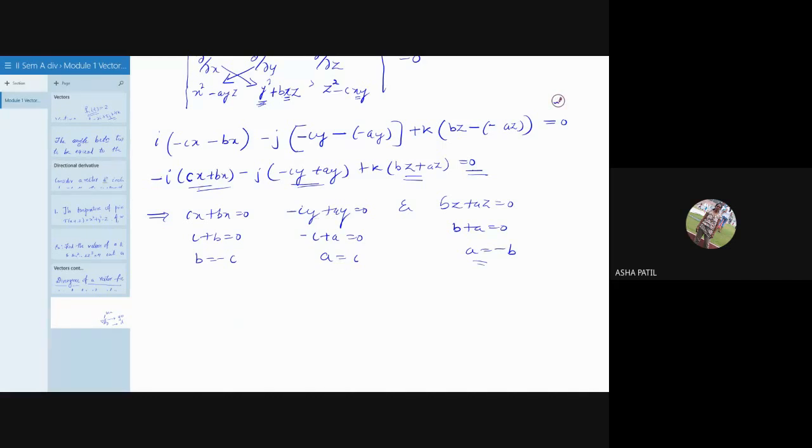How will you solve this now? We've got three equations. One is b plus c equal to 0. The other one is a minus c equal to 0. And lastly, you have a plus b equal to 0. How will you solve?